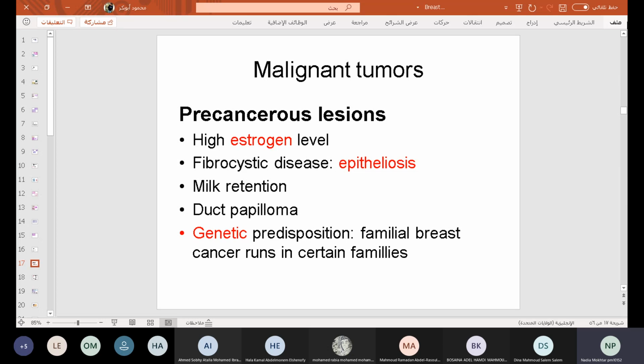Milk retention, we always avoid the milk retention in lactating ladies. Duct papilloma, it does not usually change to malignant, but if it is there, it has to be excised. And last, what we talked about, the genetic predisposition of familial breast cancer that runs in certain families. These are the precancerous lesions. Next.